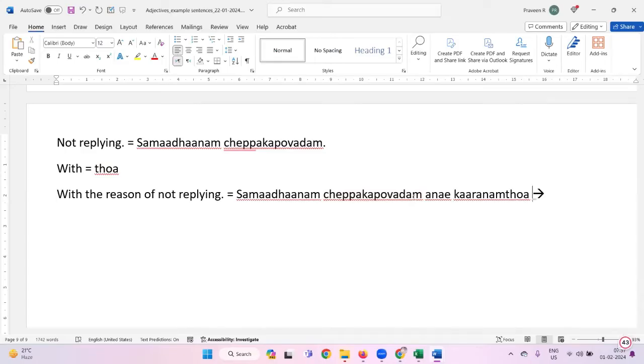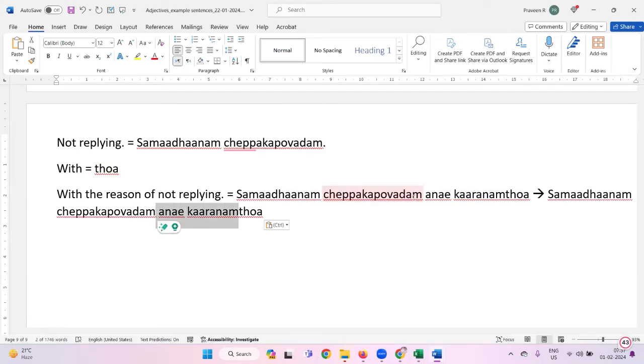Okay. So here, look at this one. Samadhanam cheppaka. This one. So will be here. Samadhanam cheppakapovadam to. So the reason related word we are skipping. Okay. Samadhanam cheppakapovadam to. I will give you some more meanings. With the reason of not eating. తినకపోవడం కారణంతో అనే కారణంతో.